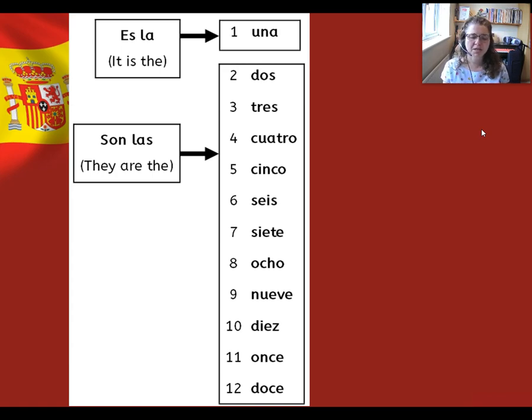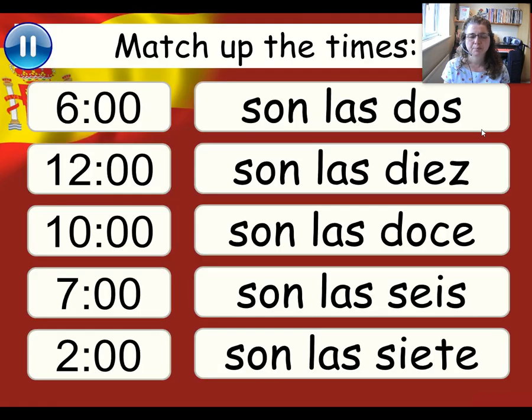Now, there are some numbers in there that quite commonly get mixed up. See if you can match up the times on the left with the written times on the right. Pause the video now and have a go. Press play again when you're ready to check the answers.